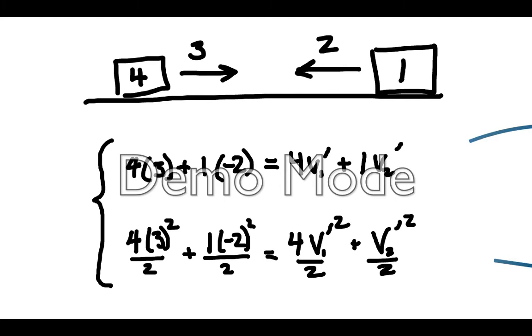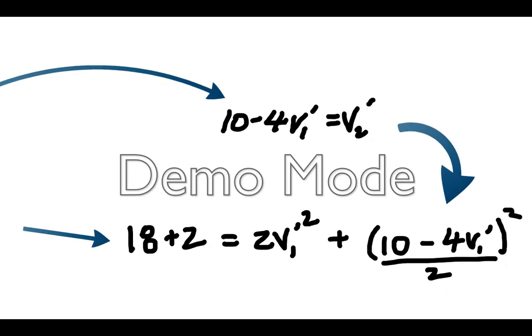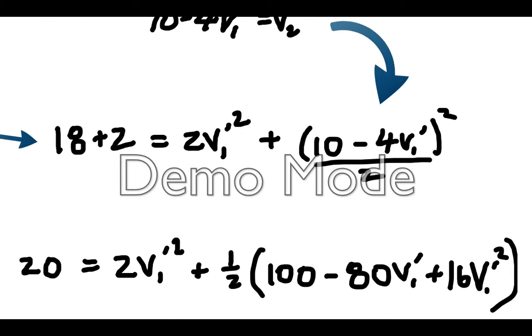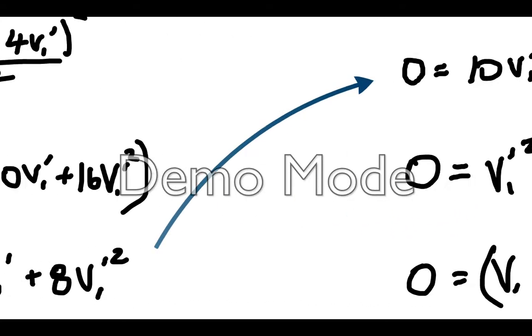The first expression is linear, so we'll massage it to tell us one velocity in terms of the other. We can substitute this expression for v2 into the quadratic and get this. We'll square out the numerator and get this. Multiply through by a half. And now we should be able to make this look like a respectable quadratic by collecting all the terms over on the right.